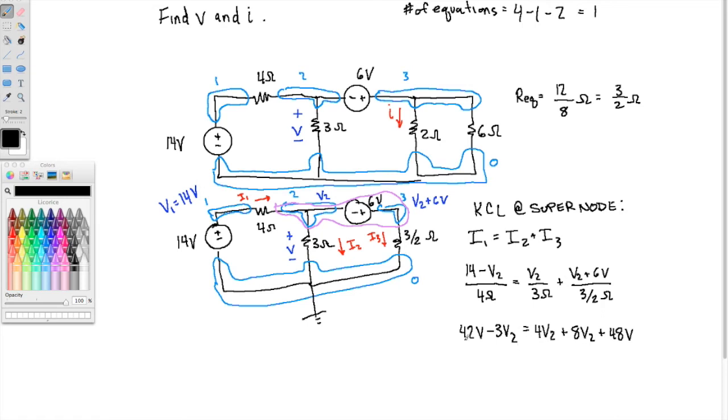So again, I have one equation and one unknown, right? That's what we predicted up here. And so I will get the constant terms to the left. I've got 42 volts, and if I subtract 48, okay, I've got minus 6 volts. And then on the right, I've got 12, and then I bring over the 3. That makes 15 V2. And so that implies that V2 is minus 6 over 15. There's a 3 there, minus 2 over 5 equals minus 0.4 volts.